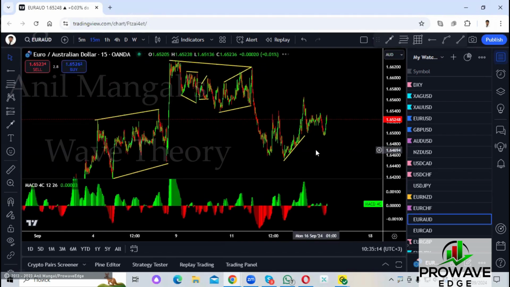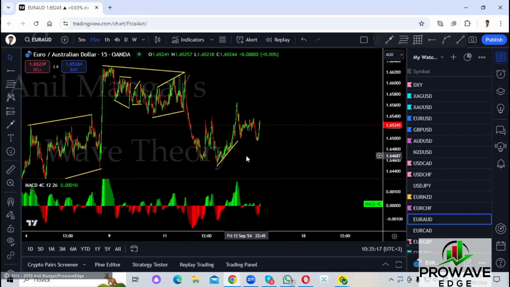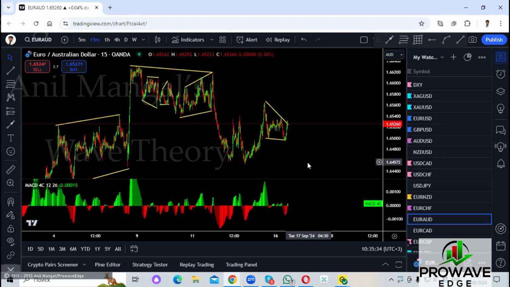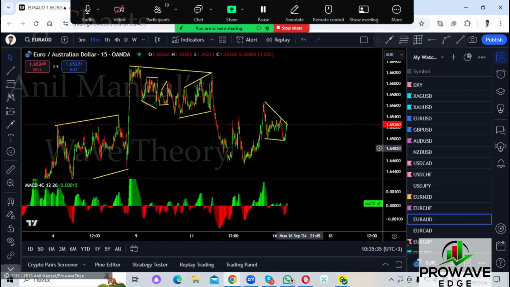Euros. Okay, we do have a flat here. But that's not giving us much information because we still have this sharp one up. We have a sharp one down. I don't think this is the end of the structure. Got another sharp one up. We're getting a flat. This might even retest the top.